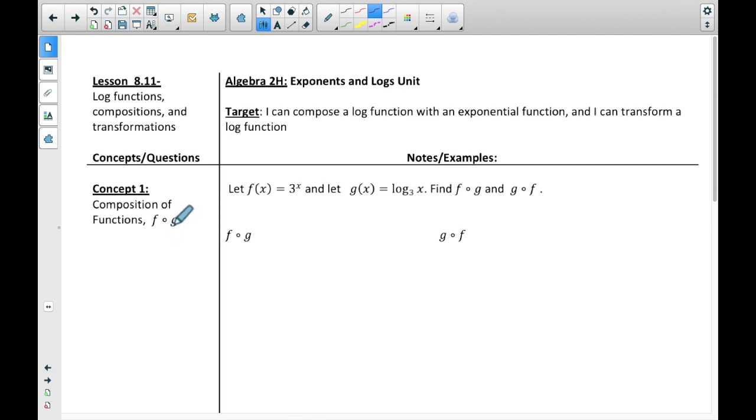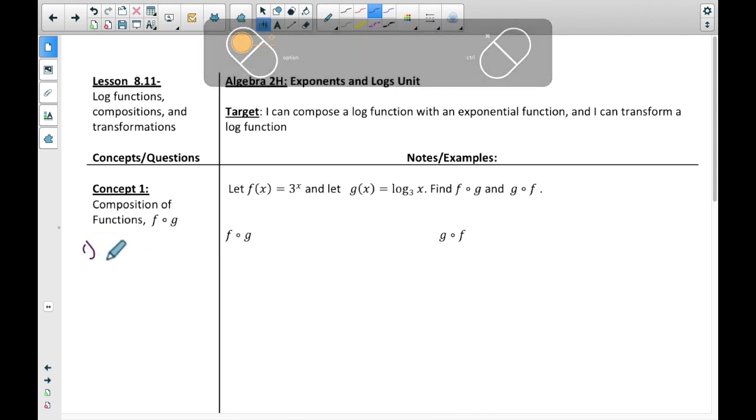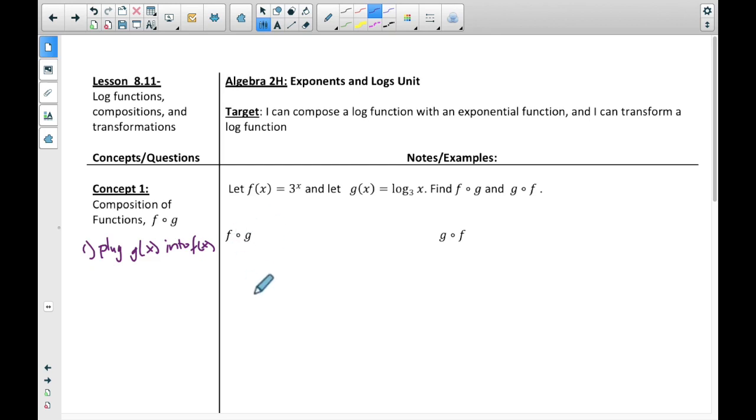Remember this little dot? That is not a multiplying sign, that is a composition sign. So what we're going to do is plug g of x into f of x. That's for this first problem. So here's my g of x. I'm going to plug that in for the x value here. And so f of g of x is going to be 3 to the power, well, it looks kind of odd, but it's 3 to the power of log base 3 of x.